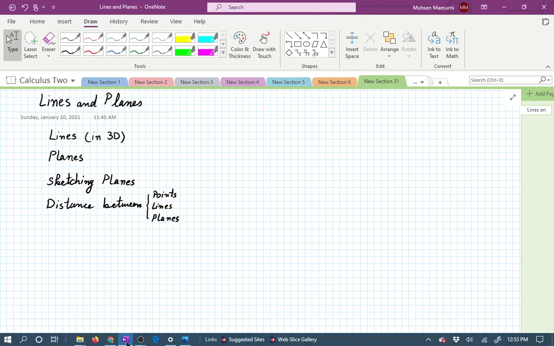So, we're planning to give a description of lines in 3D, a description of planes, and how to sketch planes and find the distance between these items, points, lines, and planes. Let's start with the simplest. How would we give the equation of a line?